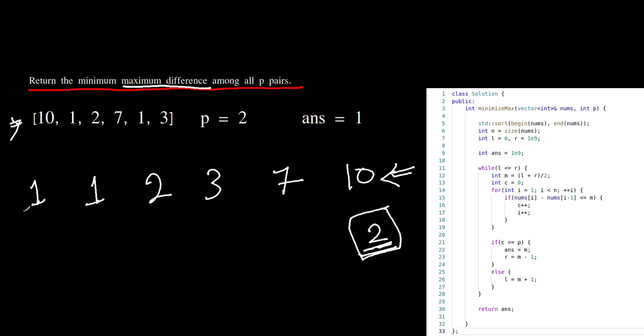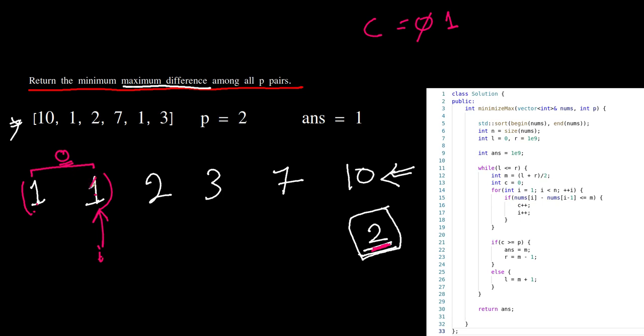Let's see. We will go greedily in this array. First, we start from here. This is i, and let's have a counter c, initially 0. Now i with i minus 1, the difference is 1 minus 1, which is 0. Now 0 is less than 2, and so this pair is good. We can take this pair, and we increase the counter by 1.